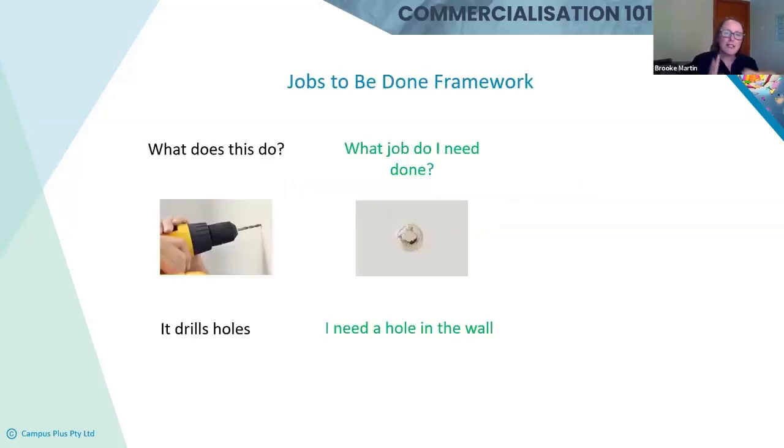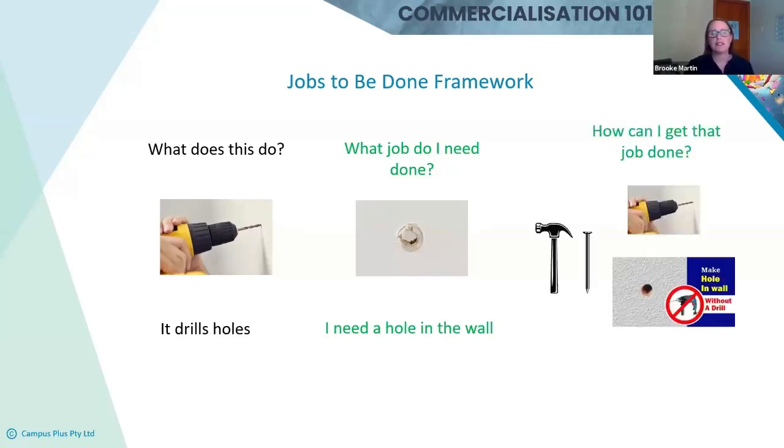So going back to the drill example, what is this? It's a drill. What does it do? It drills holes. What is the job that I need done? I need a hole in the wall. Once you define the problem that your research addresses, the next step is trying to figure out what else is out there that already does that job, if it's even being solved at all.